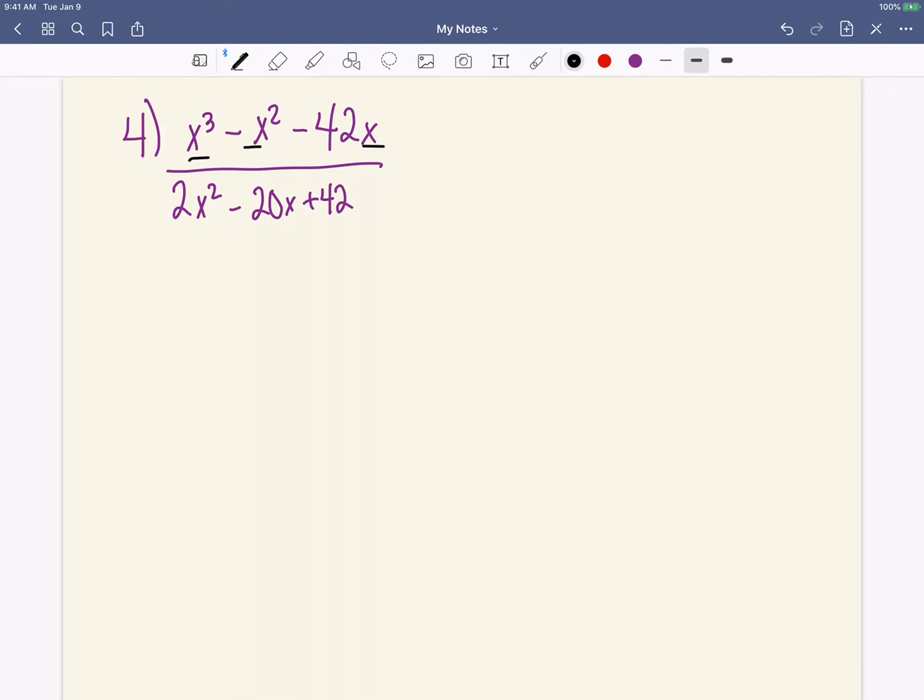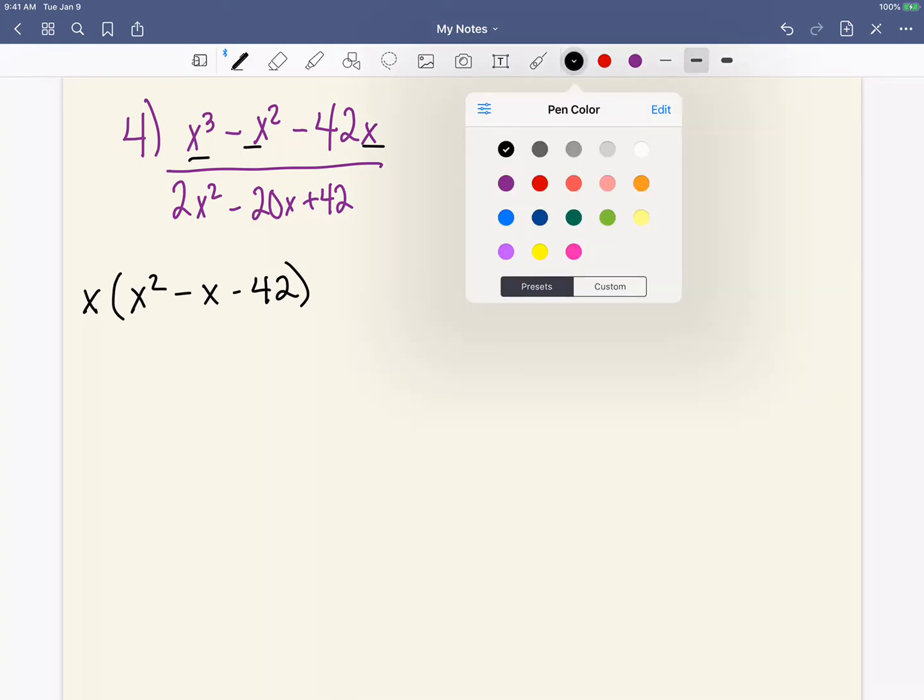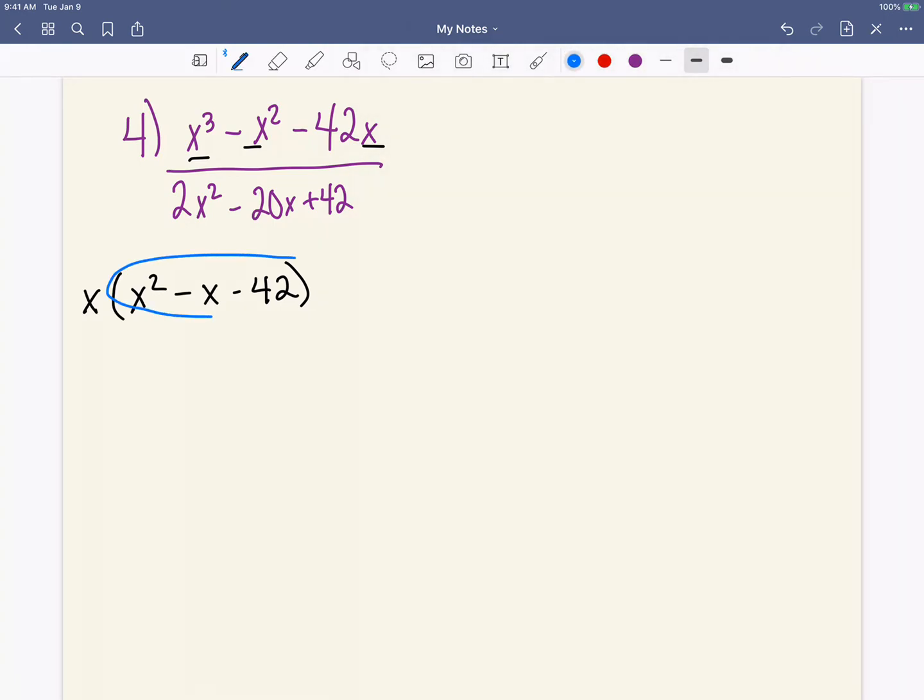Every single term in the numerator has an x, which is going to leave me with x squared minus x minus 42. And then I'm going to focus, with a different color, on this inside part and go ahead and factor that as well. And that's going to be the same thing.